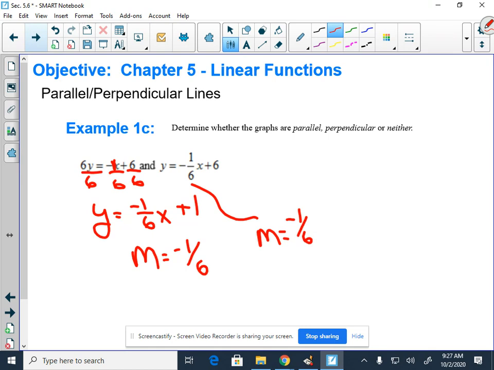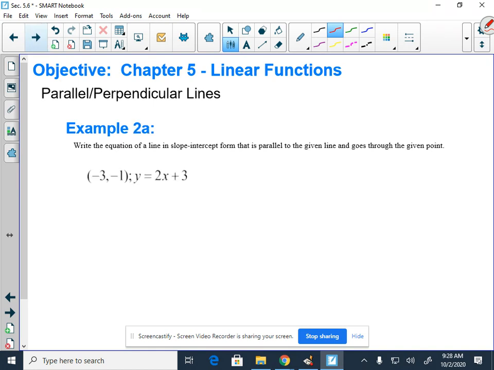Are they exactly the same this time for m? Yep. So that means the lines are? Parallel. Good. Okay. So if they're exactly the same, they're parallel. If they're flipped and one's positive, one's negative, if they're opposite reciprocals, is what we call that, then they're perpendicular. Okay. Now, secondary step. Now we got to learn to write equations of the lines.